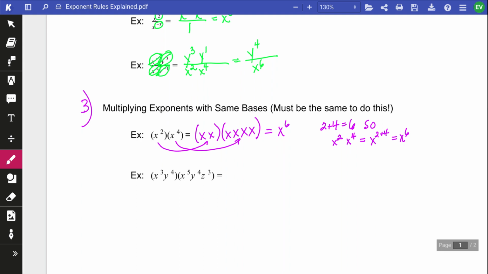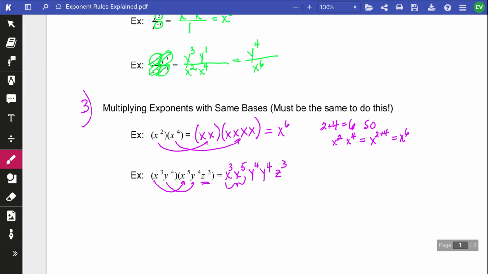What I do is I rearrange everything so that I have the same bases together. Remember, I'm just multiplying everything. There's no pluses and minuses in here, so I'm just multiplying each piece. So I'm going to put x to the 3rd and x to the 5th next to each other. I have y to the 4th and y to the 4th. And then I've got a z to the 3rd, so I can't forget anything. I have to remember everything.